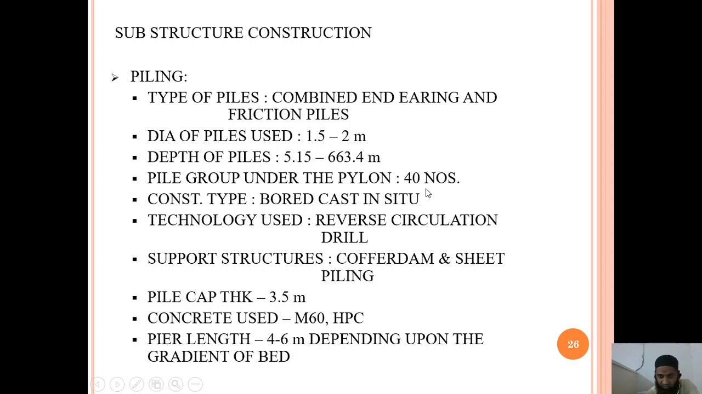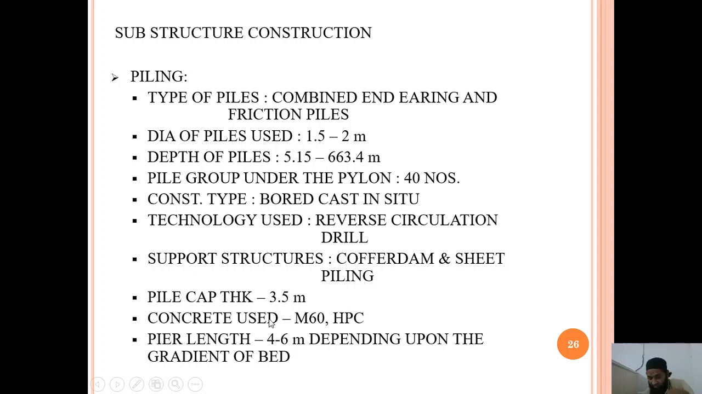Pile group under the pylon is 40 numbers. You can just see here the number of piles under each pylon, or the tower, different towers, is about 40. So 40 piles have been inserted inside. Construction type, you can see bored cast in situ, so it was done on site. Technology used was reverse circulation drill. Support structures were cofferdam and sheet piling. So basically over these piles, what was erected was the sheet pile. You can see the pile cap thickness is about 3.5 meters.